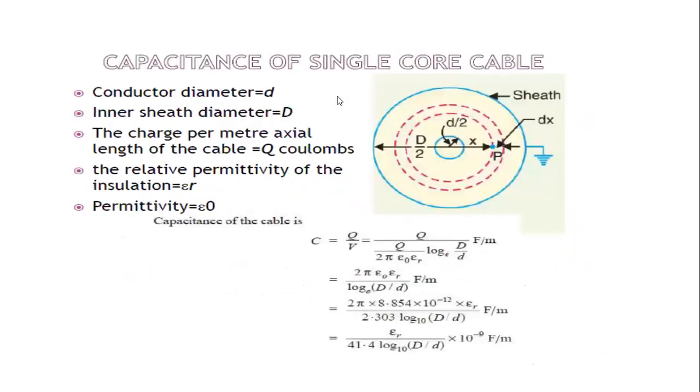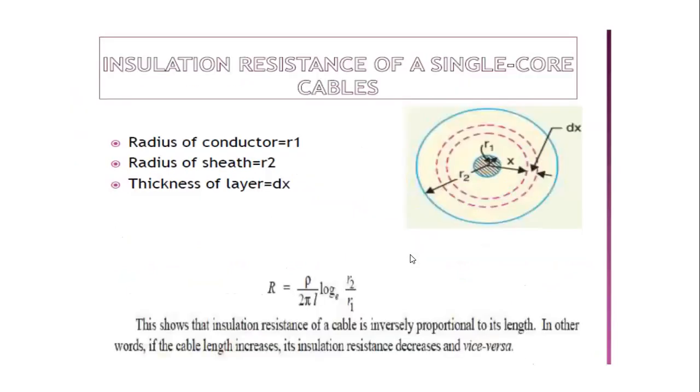And this is the capacitance of a single core cable. We are using the single core cable, and by using this capacitance formula, we calculate the capacitance for that cable. Next, this is the insulation resistance for single core cables.